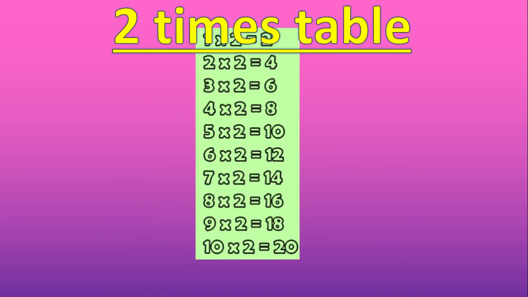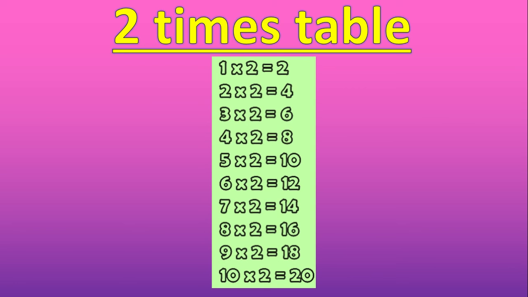Let's look at our 2 times table. Please try to learn this and make sure you know this because we will be writing little tests about this. 1 times 2 equals 2. 2 times 2 equals 4. 3 times 2 equals 6. 4 times 2 equals 8. 5 times 2 equals 10. 6 times 2 equals 12. 7 times 2 equals 14. 8 times 2 equals 16. 9 times 2 equals 18, and 10 times 2 equals 20.